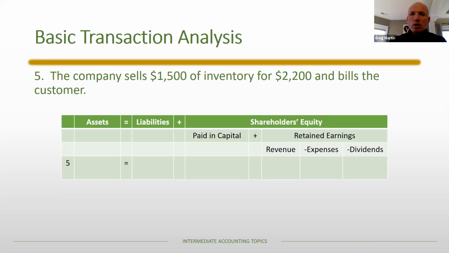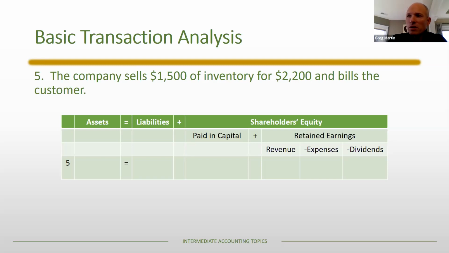All right, this one has a little more going on. There's going to be 4 accounts. So the company sells $1,500 of inventory for $2,200, but they bill the customer. So it was not a cash sale. It was on account. So they billed their customer. A little more going on with this one.